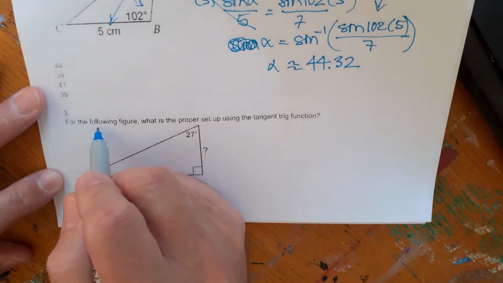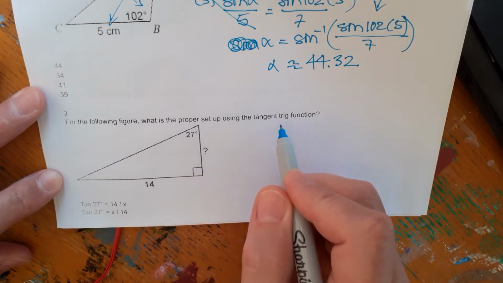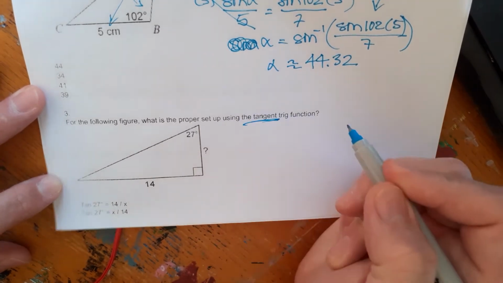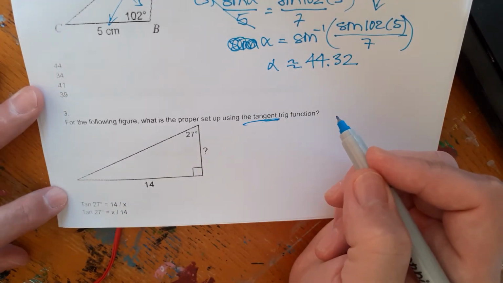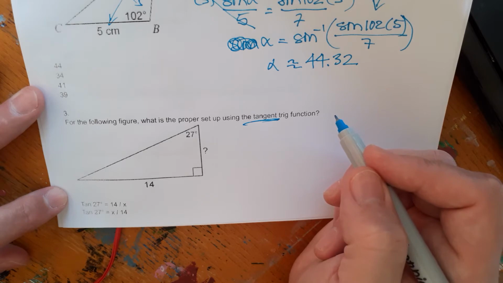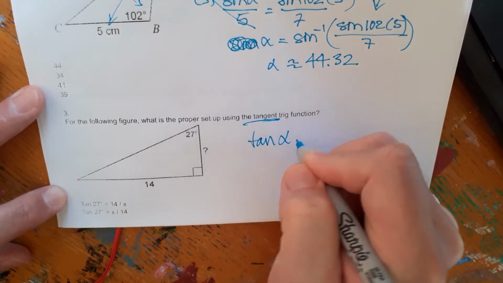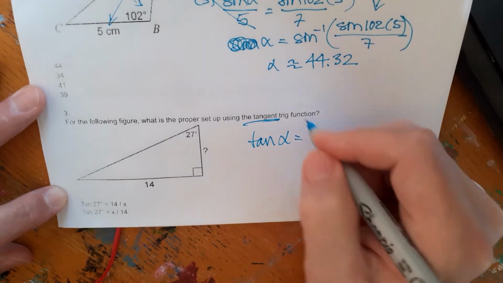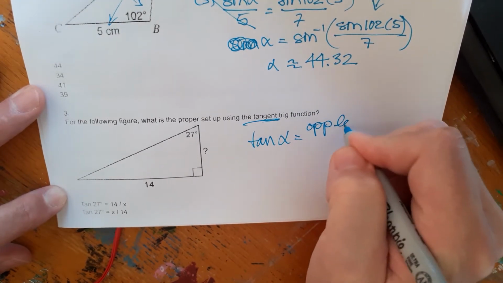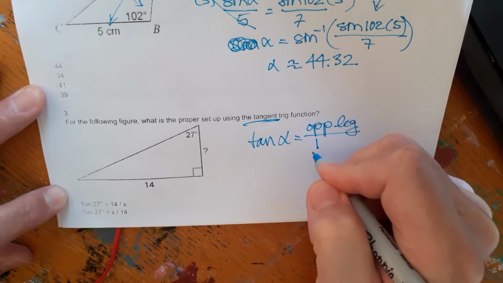This one says, for the following figure, what's the proper setup using the tangent trig function? They're telling us the functions on these, which I'm kind of not happy about, since I kind of like to figure them out myself. But if we have TOA, tangent alpha equals opposite leg over adjacent leg.